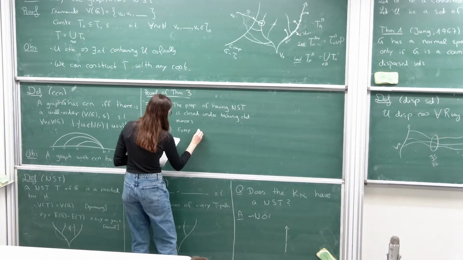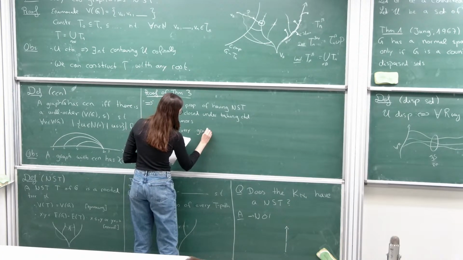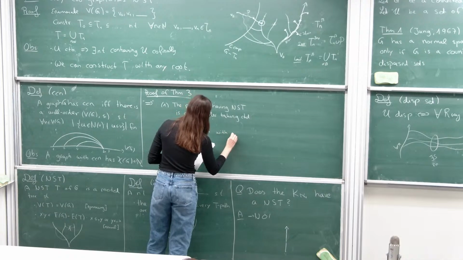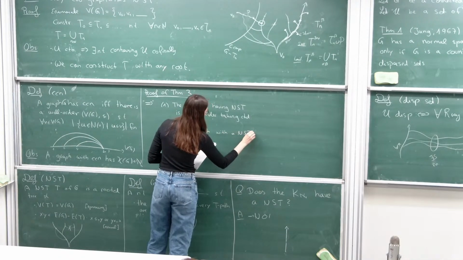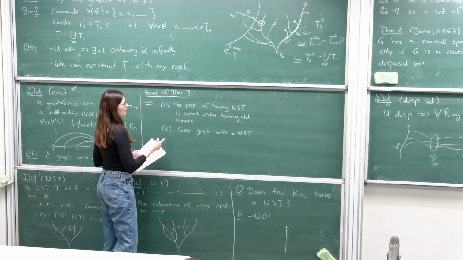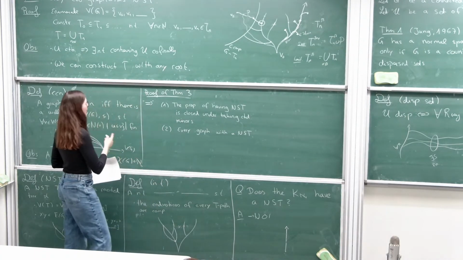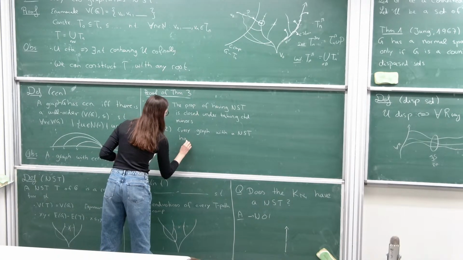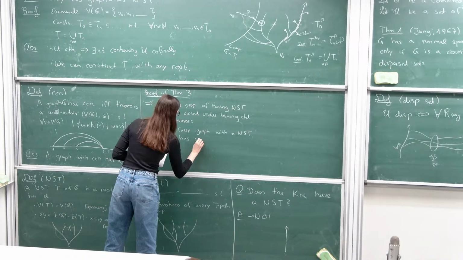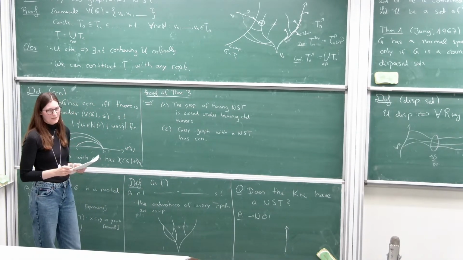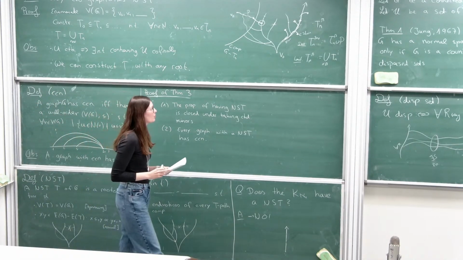And that is that every graph with a normal spanning tree has countable coloring number. This is a very nice observation, because here we see what normal spanning trees have to do with the countable coloring number. Okay, and why is this true? Suppose we have a normal spanning tree.